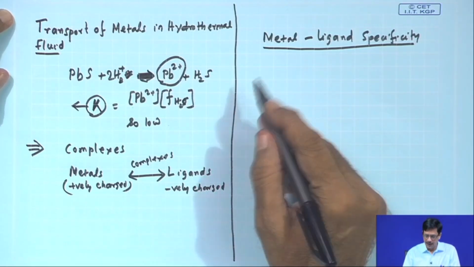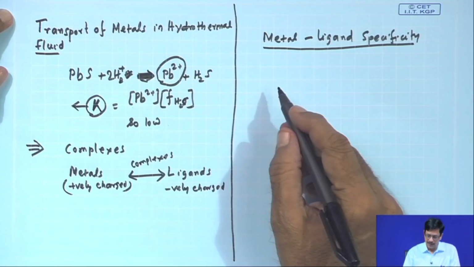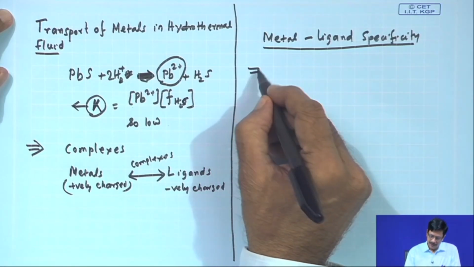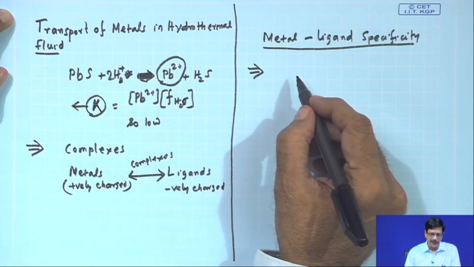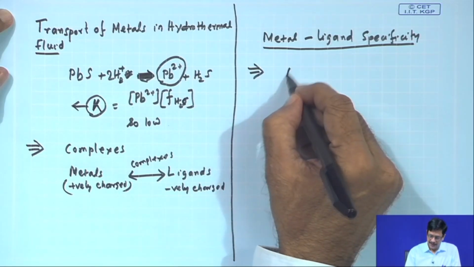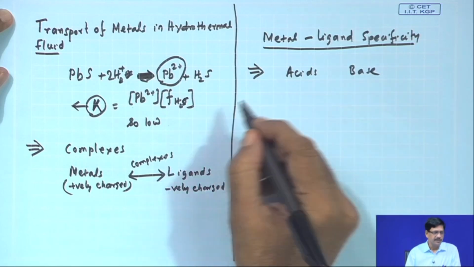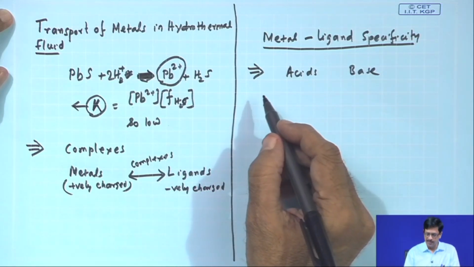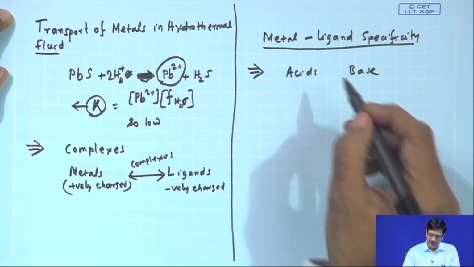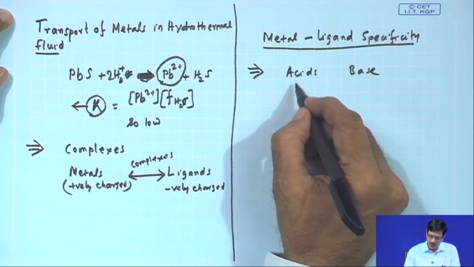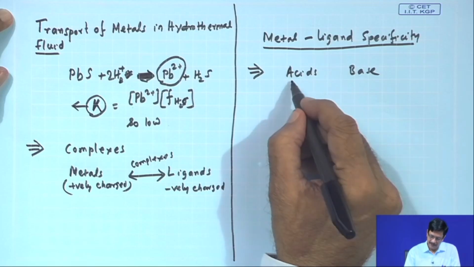Studies in this part of solution chemistry led us to the concept of classification of the metals and the ligands into acids and bases, something similar to the Lewis acids and Lewis bases, and the acids and bases were actually divided into hard, soft and intermediate.